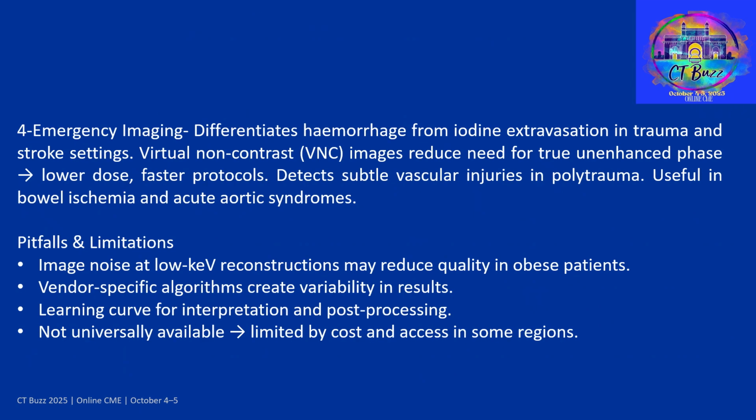In emergency imaging, dual energy CT is helpful in differentiating hemorrhage from iodine extravasation. Virtual non-contrast images reduce need for true non-enhanced phase, which reduces dose and time also. Detection of subtle vascular injuries in polytrauma is easy with dual energy CT. It is also useful in bowel ischemia and acute aortic syndromes.